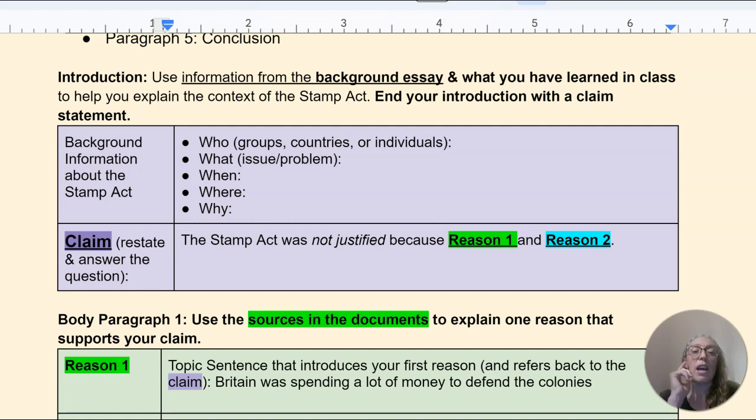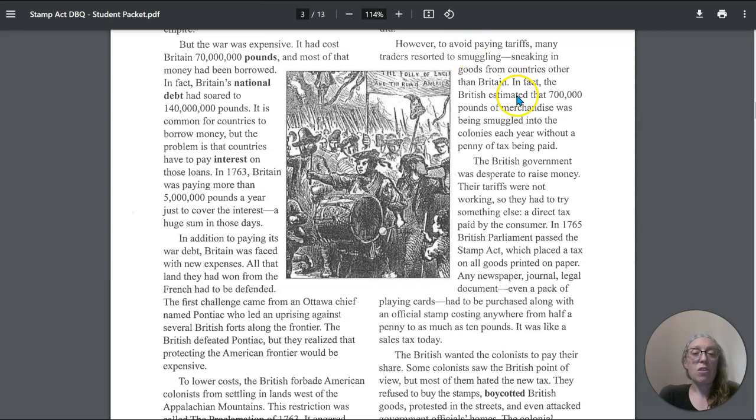So you need to have the who, what, when, where, why. Best place to find all that information is in the background essay. So you're kind of summarizing the background essay or pulling out some key facts from the background essay. Who can be like the colonies in Britain. The dates are in here.